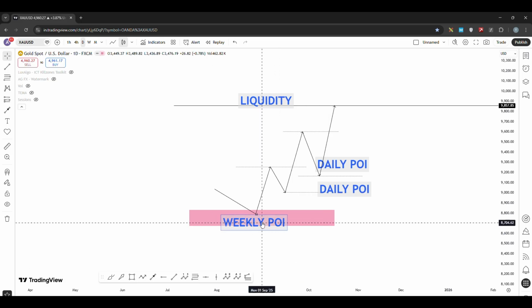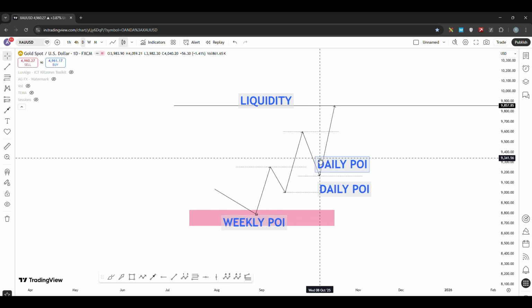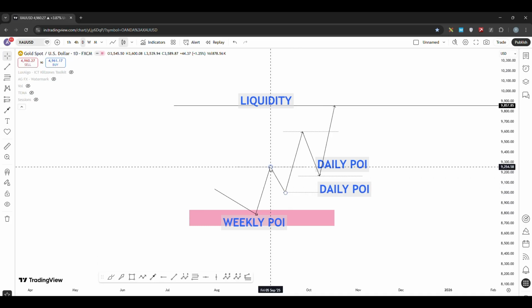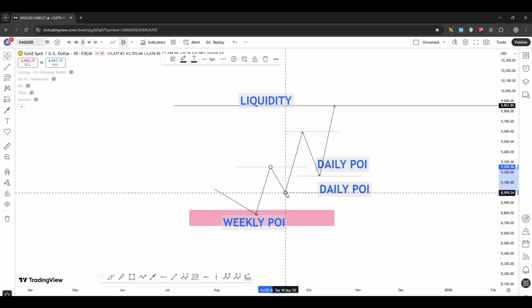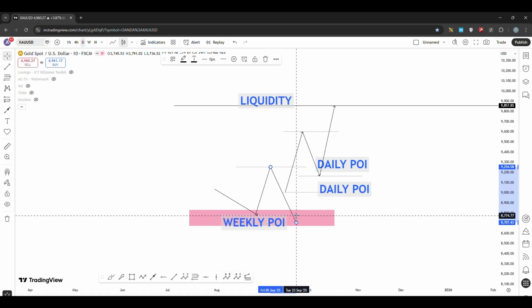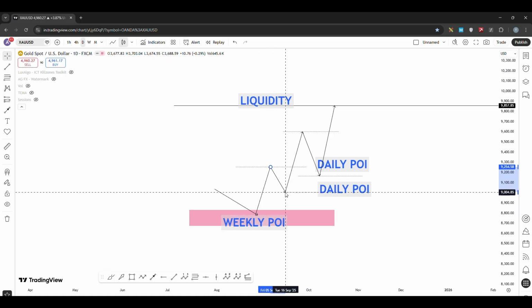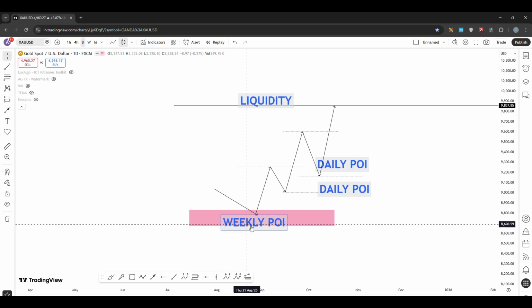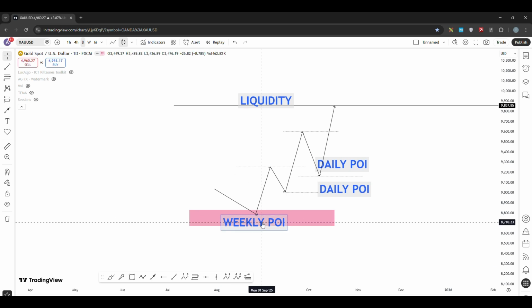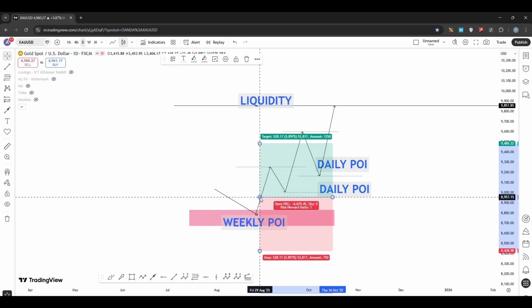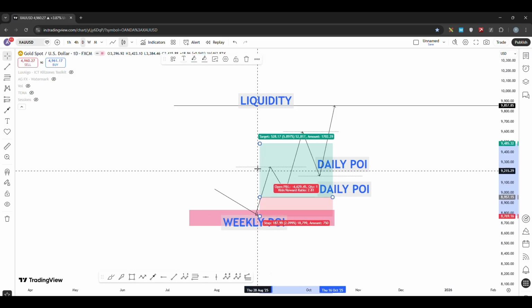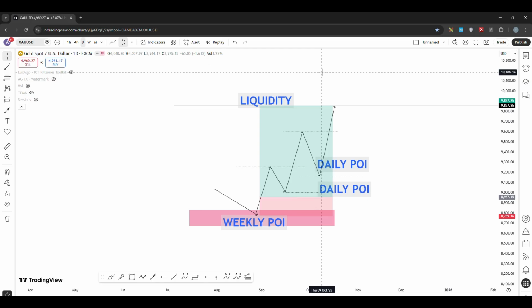Okay, so since this is a weekly POI and these are daily POIs, you cannot expect that once market taps a daily POI, market will completely reverse from there and take your stop loss. So you have to understand that the higher time frame POIs are more dominant than the lower time frame POIs. So this is something very, very important. When you do your analysis, when you find out your bias, you take your entry. Let's say you take your entry from here. After confirmation, you make your entry, stop loss goes below the low, and you target the weekly liquidity.